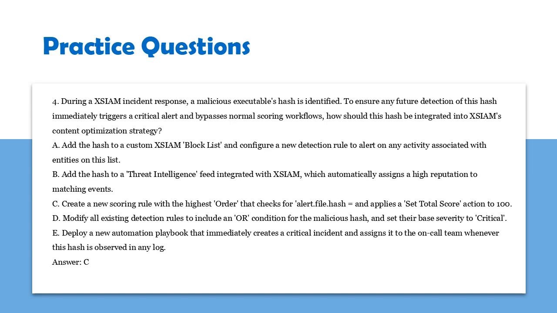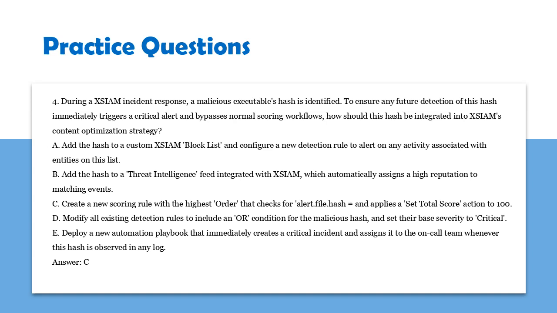4. During XSIAM incident response, a malicious executable's hash is identified. To ensure any future detection of this hash immediately triggers a critical alert and bypasses normal scoring workflows, how should this hash be integrated into XSIAM's content optimization strategy? A. Add the hash to a custom XSIAM block list, and configure a new detection rule to alert on any activity associated with entities on this list.